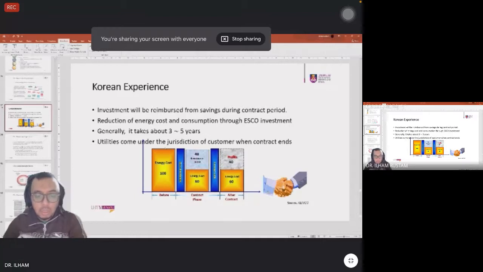So what the company does is, even though it's already installed and there is already energy saving, the company still pays 100% of the electricity bill for a certain period, what they call the contract phase. There is an agreement for a number of years, so the company still pays as usual every month even though there is saving, for example maybe 5-6 years.